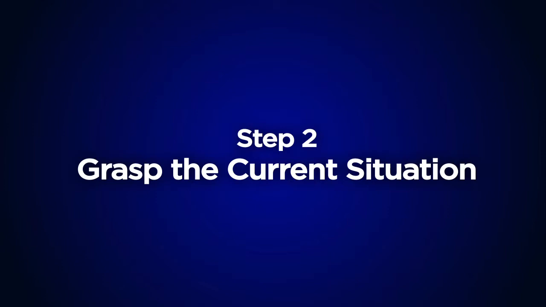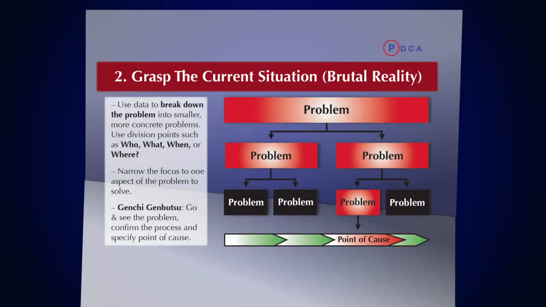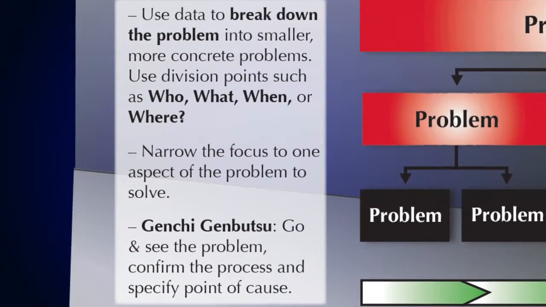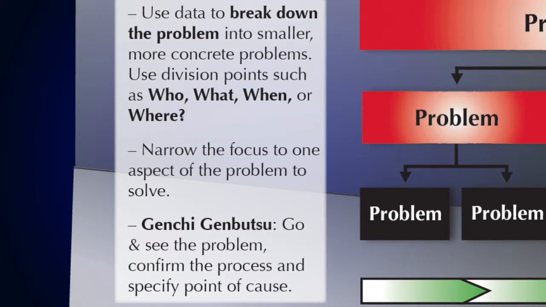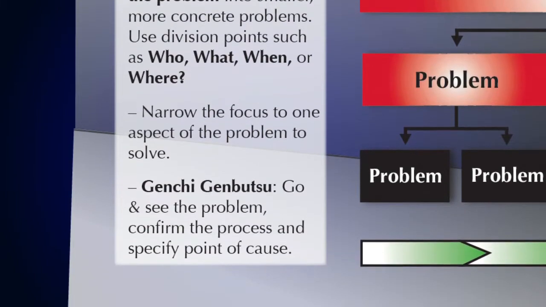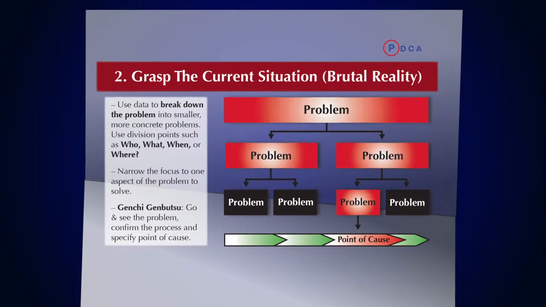The second step is to grasp the current situation. Instead of thinking about countermeasures already, it is first important to understand what is really happening. Use data to break down the problems into smaller, more concrete problems. Use division points such as who, what, when, or where. You should also use the concept of Genchi Genbutsu to go and see the problem. There is a process for everything, even non-manufacturing work. As you break down the problem and specify a point of cause by seeing the process, you should conclude this step with a more focused problem to engage.